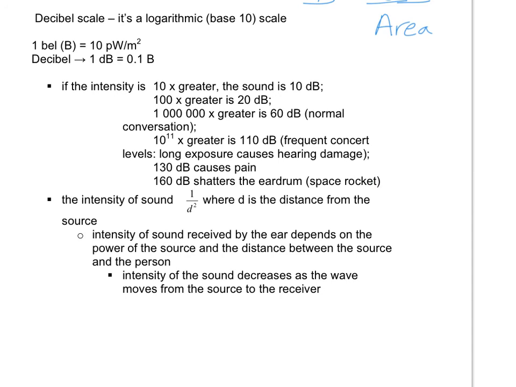The intensity of sound is 1 over d squared. You can measure it, the distance from the source. So the intensity of the sound received by the ear actually depends on the power of the source and the distance between the source and the person. So that's why we don't really feel the effects of any of the airplanes taking off at the Breslau airport, because our distance matters. It's that same kind of factor, that 1 over d squared, that distance matters. As we increase the distance, it really is going to decrease the intensity drastically. The intensity of the sound will decrease as the wave moves from the source to the receiver. Okay?